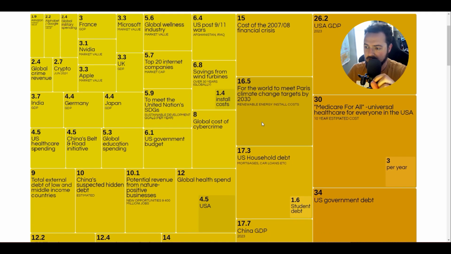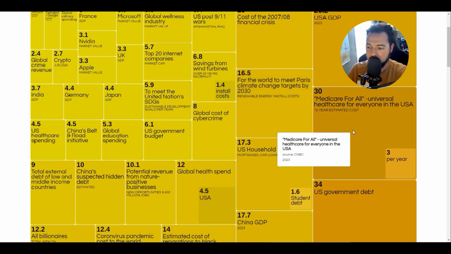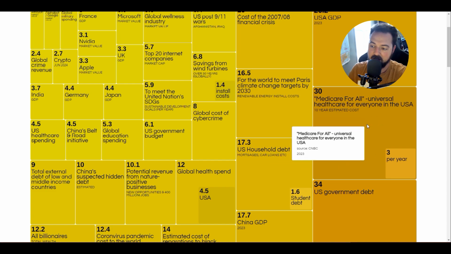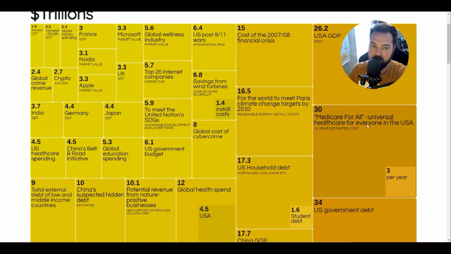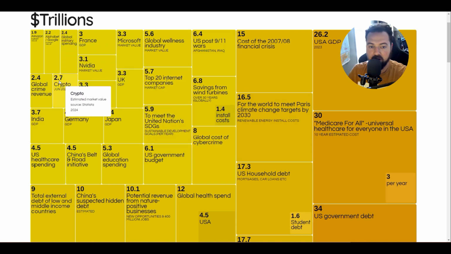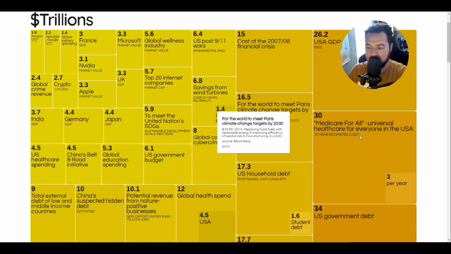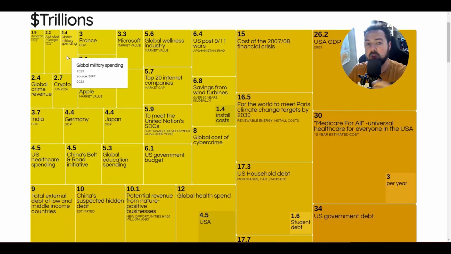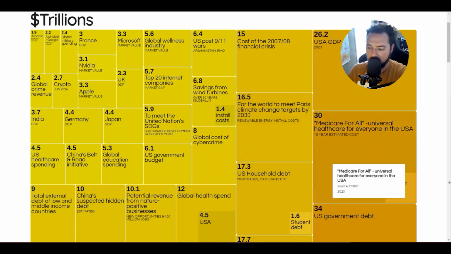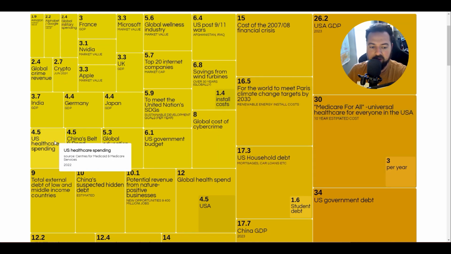Right? You slide down over here, this is interesting. So you'll hear politicians talk about Medicare for all. So universal health care for everyone in the US over 10 years, that would be this block. So apparently 30 trillion or 3 per year. If you go over here and look at this, you'll see that that would be a little bit more than all militaries in the world spend on their budget, right? And on a related note, you'll see US healthcare spending is over here at 4.5 trillion. I think that's an annual figure.